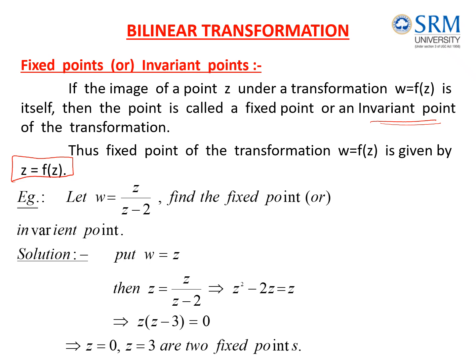For example, take w equal to z by z minus 2. We need to find the fixed points of this transformation. Image itself means we need to put w equal to z in that transformation. If you simplify this further, you will get z square minus 2z equal to z. Simplifying further, you will get 2 points, z equal to 0 and z equal to 3. These 2 points are called fixed points. So easily you can find the fixed points where the image of the transformation is itself.